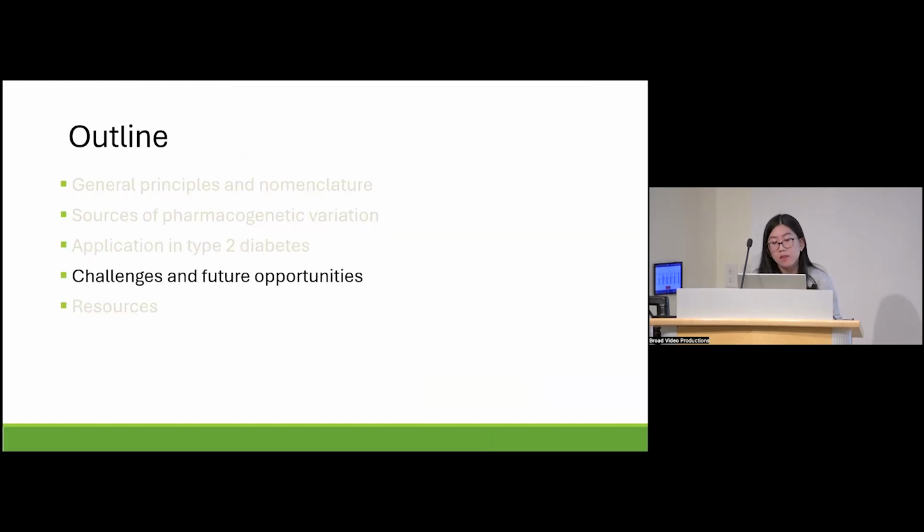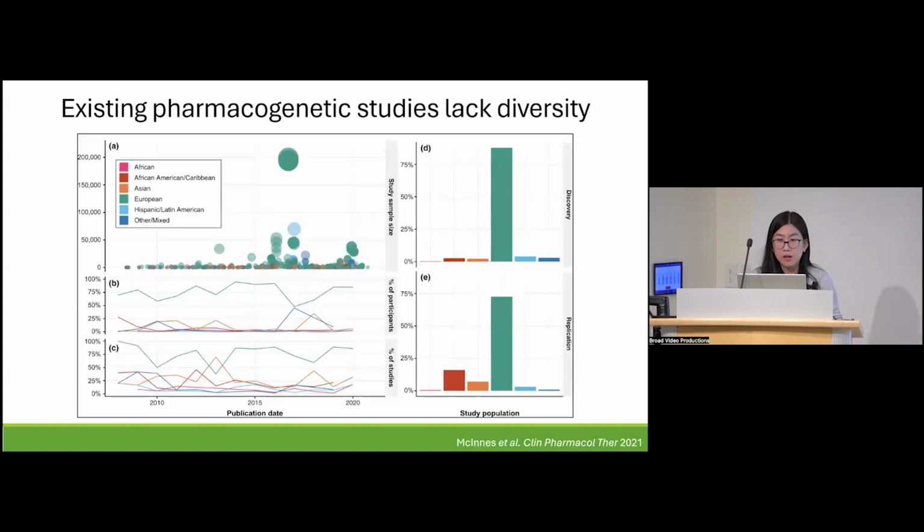Okay. And then to share some of my viewpoints on challenges and future opportunities in this field. One of the things I've been highlighting is that a lot of existing pharmacogenetic studies unfortunately lack diversity. Here's a figure that shows the distribution across various populations of the studies that currently have been published. As you're seeing here, lots of green on the page, illustrating that many of these studies were done in European populations and that the proportion hasn't really changed a whole ton over time. So there's still a lot of work to be done here.